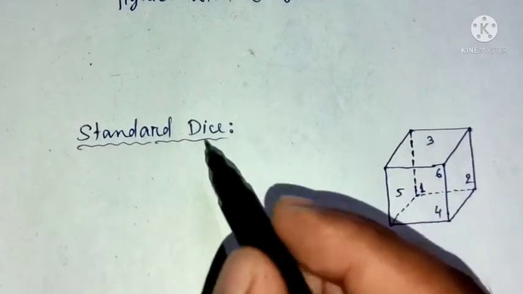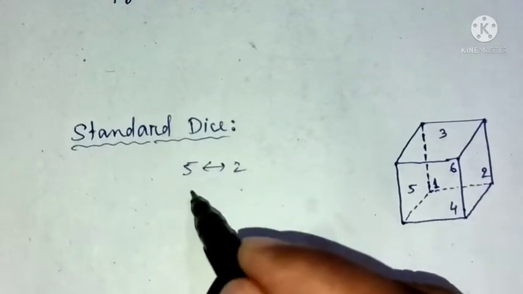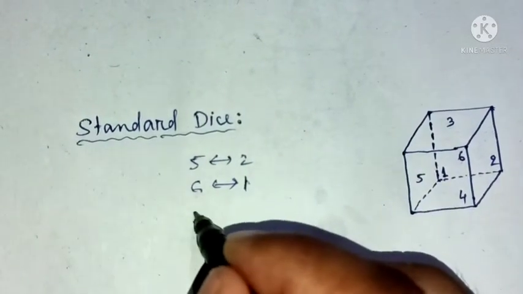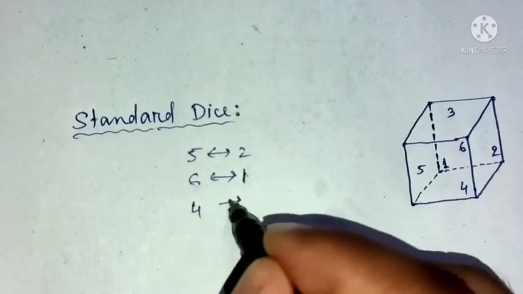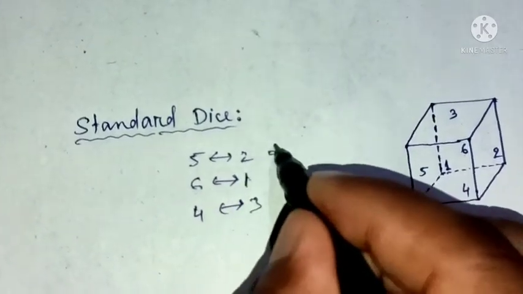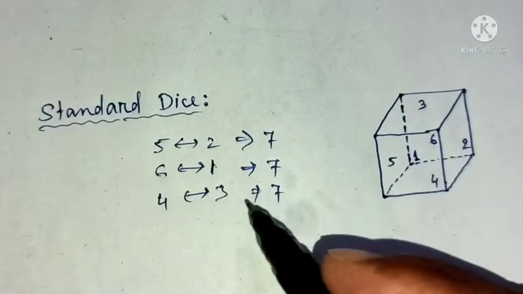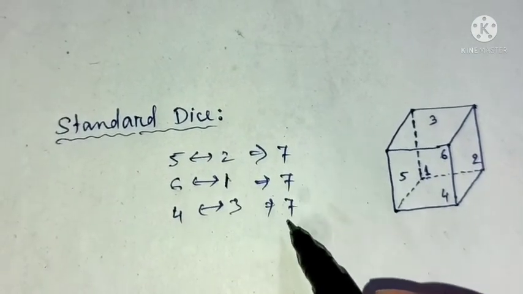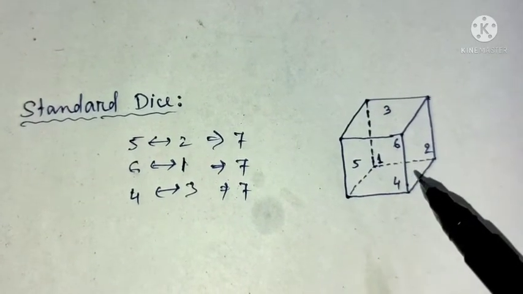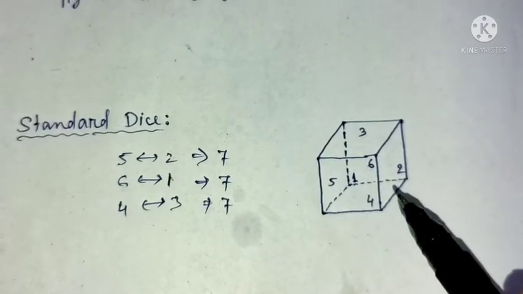You can see here opposite of 5 is 2, opposite of 6 is 1, and opposite of 4 is 3. In this case, the sum of these two is 7, 7, 7. So in every case, the sum of the digits is equal to 7. That is why it's a standard dice.